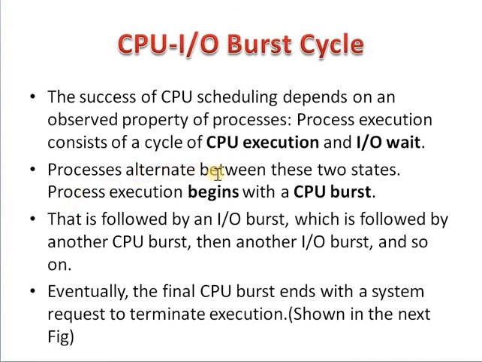The processes alternate between these two states. The process alternately changes its state between the CPU execution state and the I/O wait state. Whenever the process gets executed, it alternately changes its state. The first state is the CPU execution state and the second state is the I/O wait state.